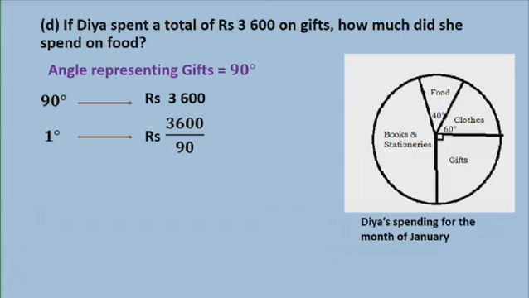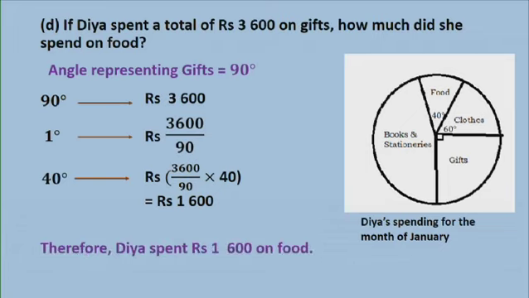And to find how much she spent on food, that is 40 degrees, I will have 3,600 over 90 times 40. That is 1,600 rupees. So Dia spent 1,600 rupees on food.